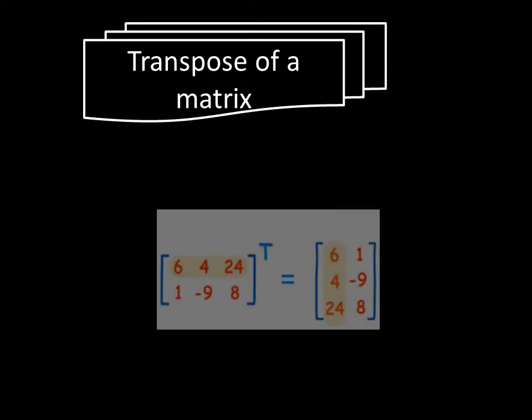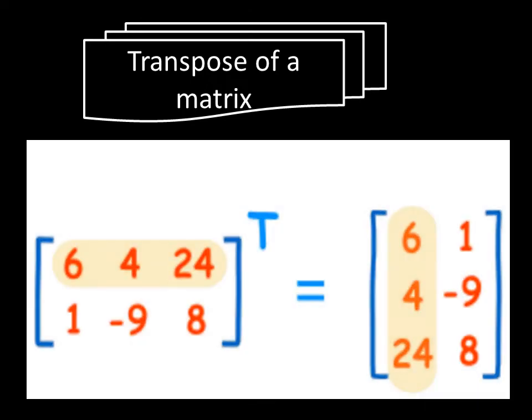It can also be explained by another example. For example, a matrix is given in which 2 rows and 3 columns are described. A transpose is represented by a capital letter T on the top right side of the bracket. When we take the transpose of a matrix, the first row will become the first column of the second matrix and the second row will become the second column of the second matrix. In this way we can take the transpose of a matrix.